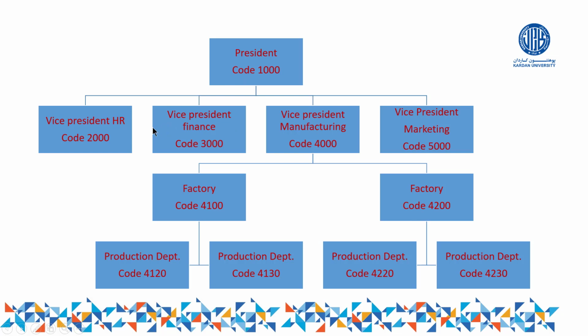See, it shows this flow, that this man is responsible to provide information for this. This is also responsible for this. This is also responsible for this. And this one is also responsible for this one.